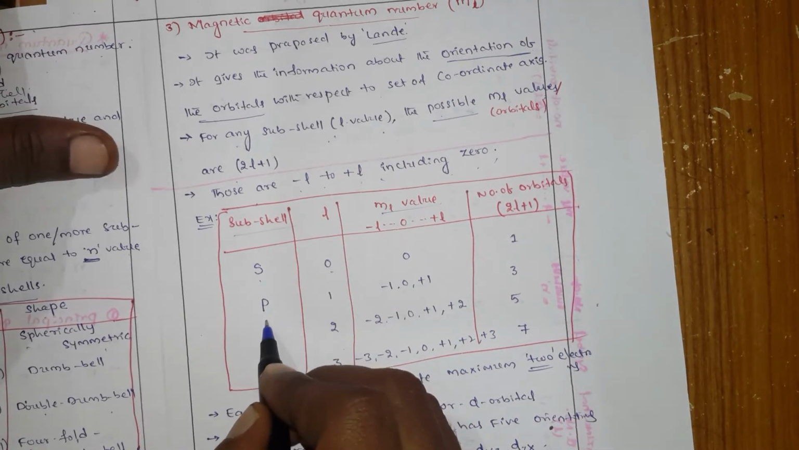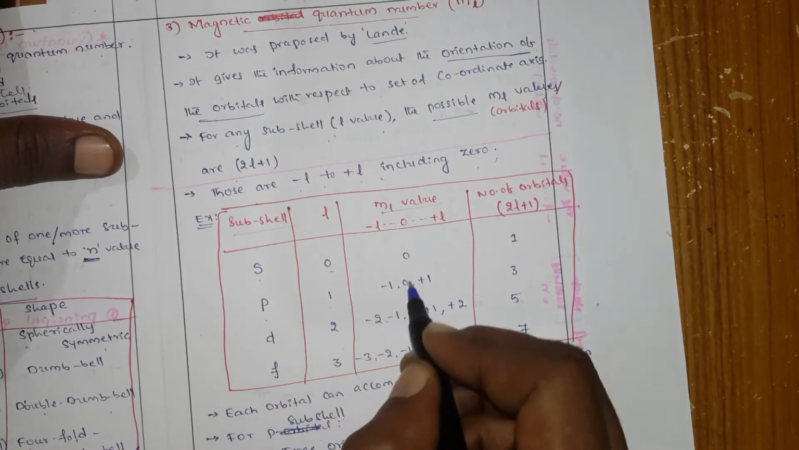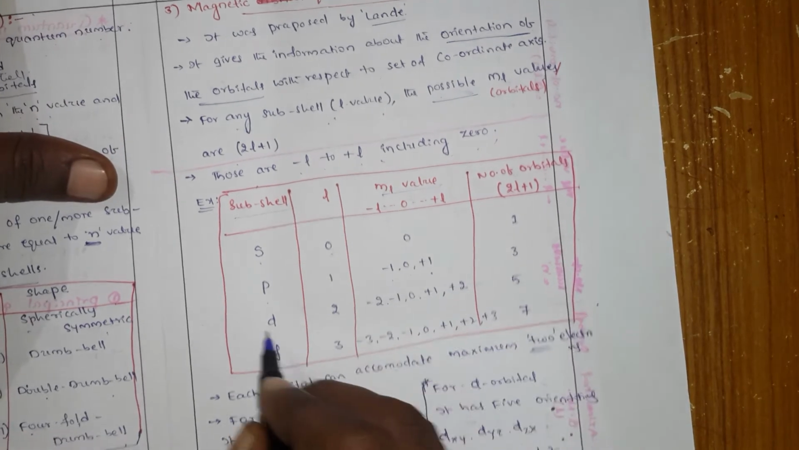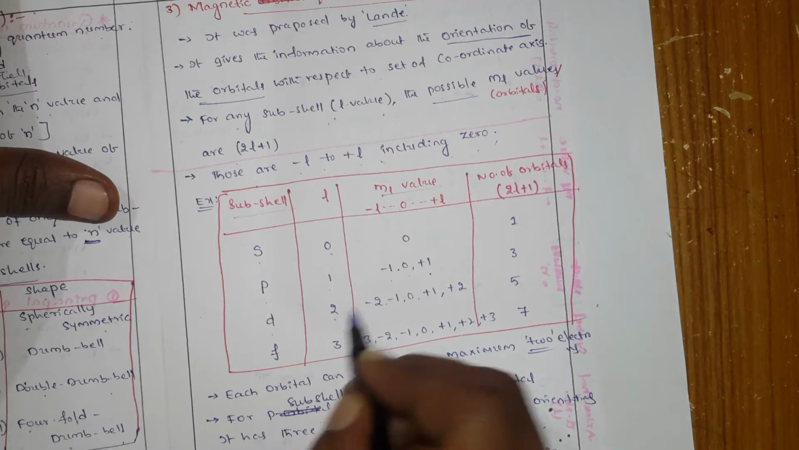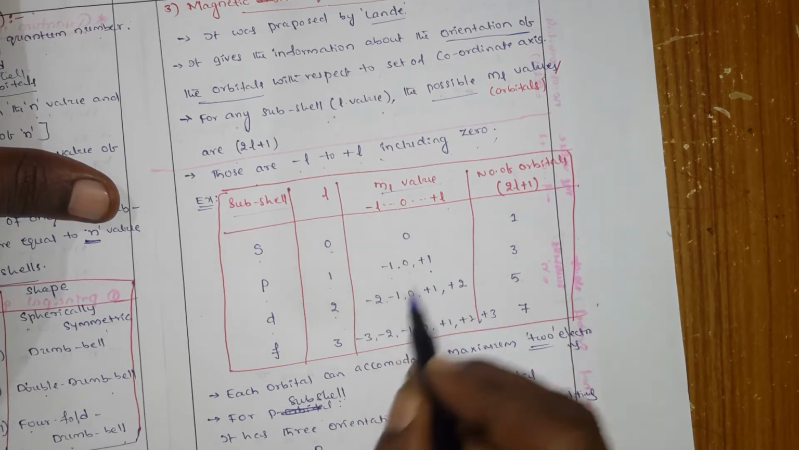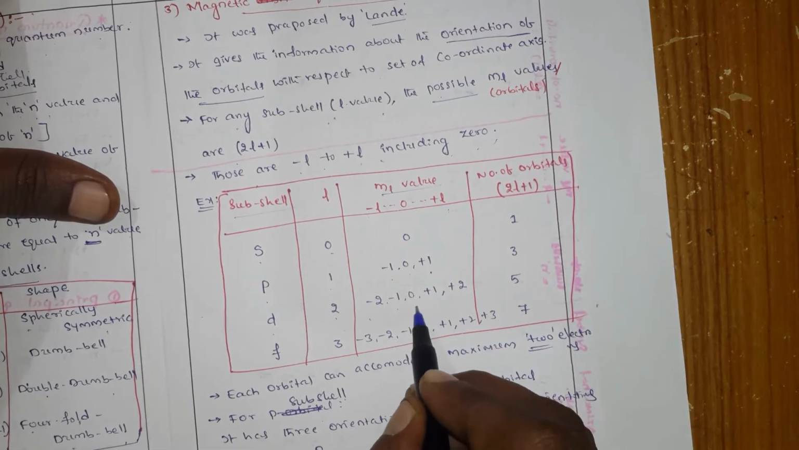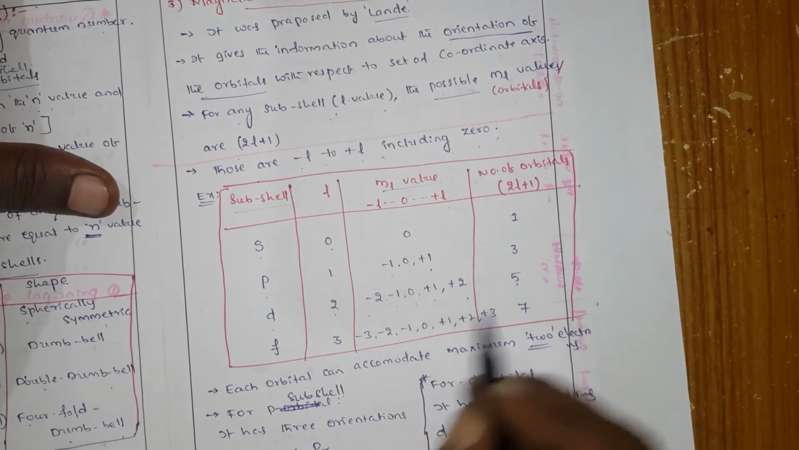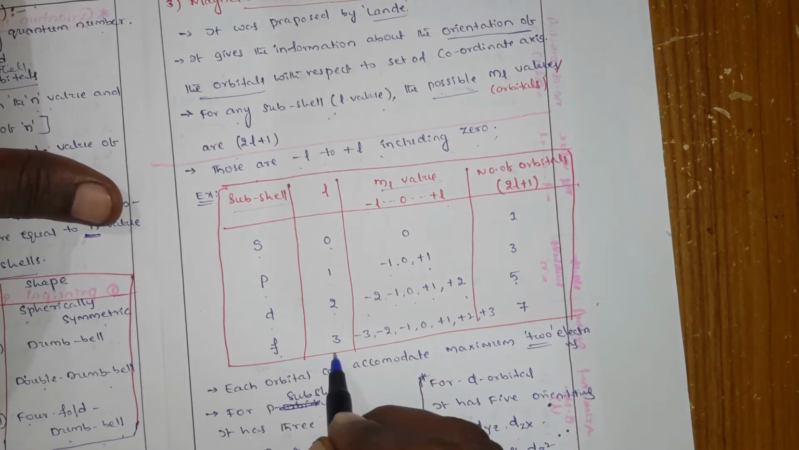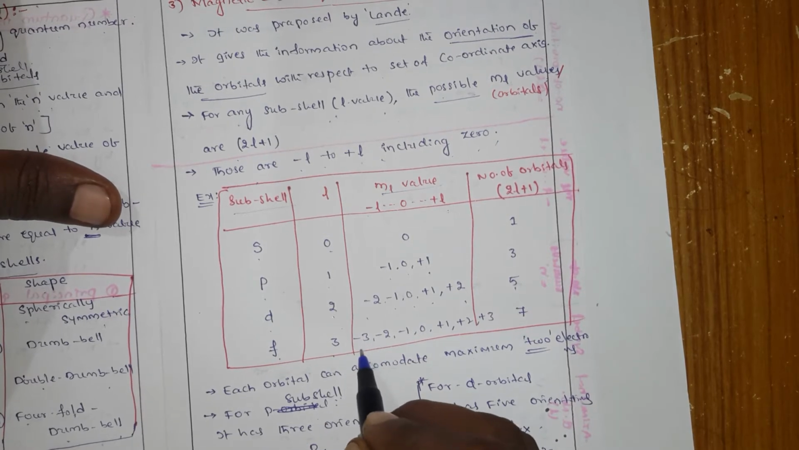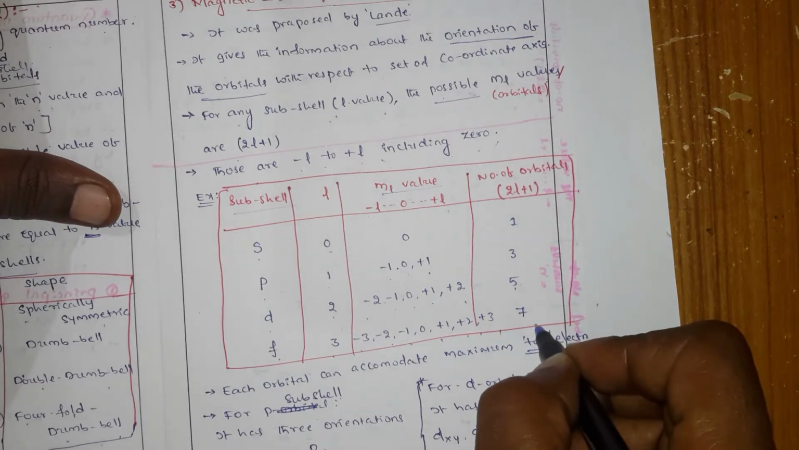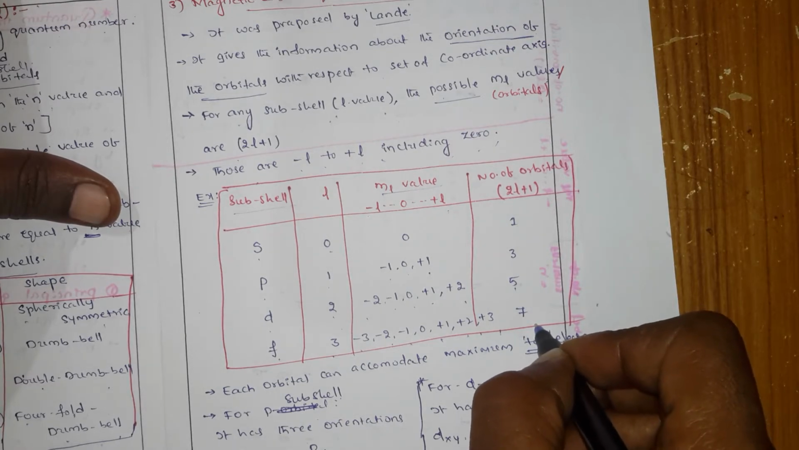And next for the p, the L value is 1. So minus L, minus 1, 0, plus 1. For d, it is 2. So minus L to plus L: minus 2, minus 1, 0, plus 1, plus 2. Total it is 5. And the f, that is 3. That means minus 3, minus 2, minus 1, 0, plus 1, plus 2, and plus 3. Total it is 7. Okay.